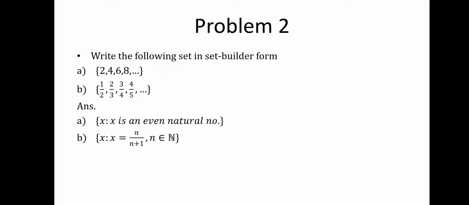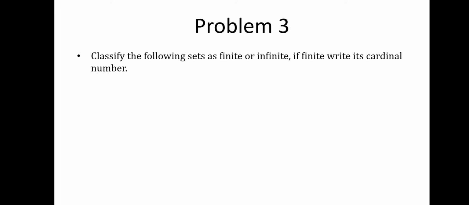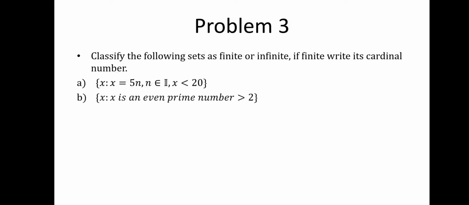Fine. Next, number 3. Classify the following set as a finite or infinite set, and if finite, write the cardinal number. So first one, x equals 5n, where n belongs to I. I is the same as Z, that is the set of integers, and x is less than 20. Fine. And the second one, x is an even prime number greater than 2.